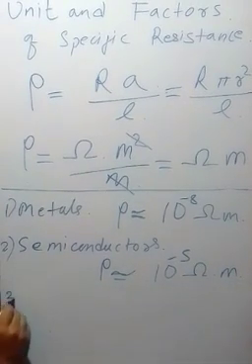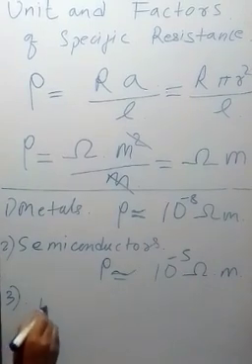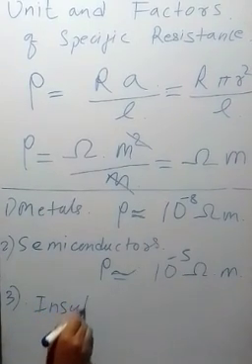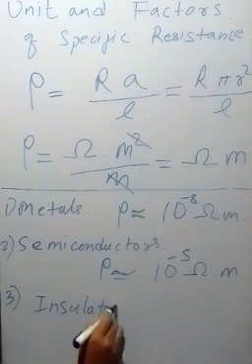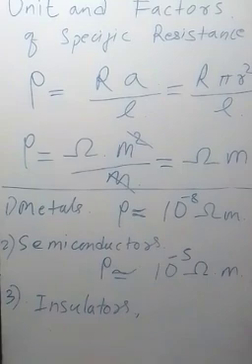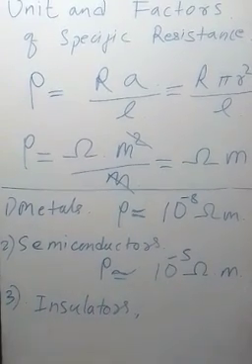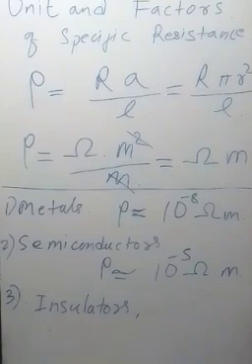And third is insulators. You know the insulator? An insulator is a material that cannot allow electricity to pass very easily, so only a small amount of current will flow through insulators. For example, wood and plastics are insulators.